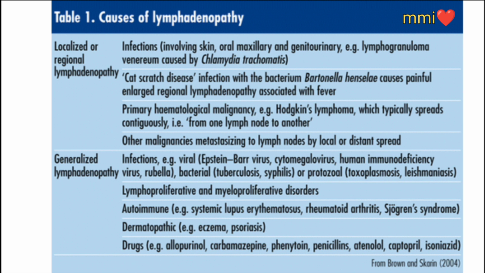Infection causes: viral infection like Epstein-Barr virus, cytomegalovirus, human immunodeficiency virus, rubella. For bacterial causes, it is tuberculosis and syphilis. Protozoal, it is toxoplasmosis and leishmaniasis. Okay. These are whole microbiology only. Next are the lymphoproliferative and myeloproliferative disorders. Autoimmune like systemic lupus erythematosus, that is SLE, rheumatoid arthritis, and Sjögren's syndrome. Dermatopathic by eczema and psoriasis. Drugs are allopurinol, carbamazepine, phenytoin, penicillins, atenolol, captopril, and isoniazid. Okay, so causes of lymphadenopathy.